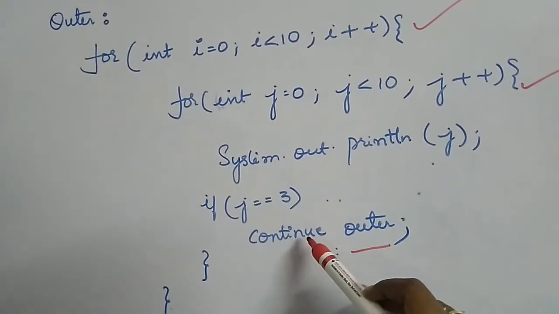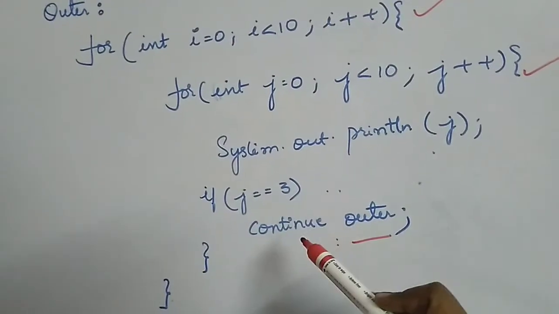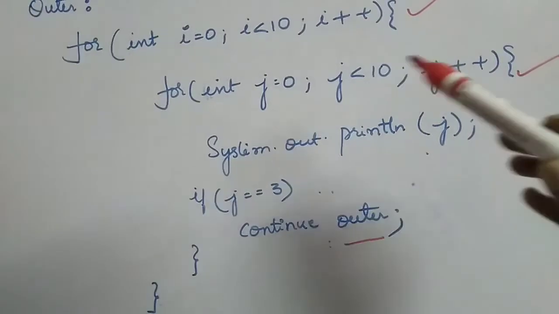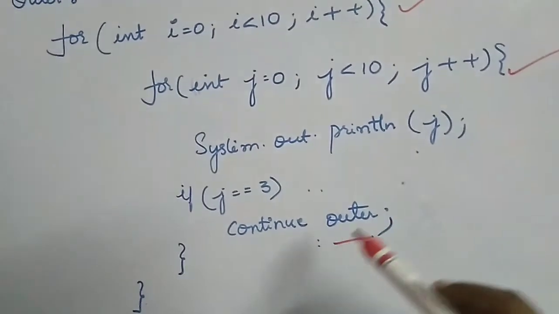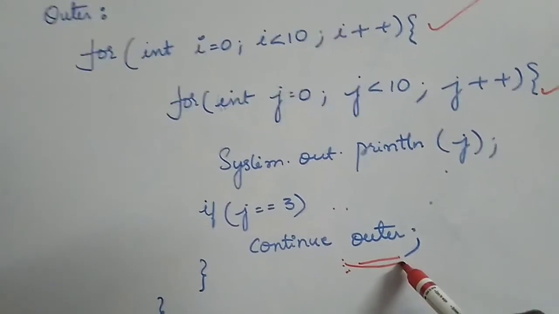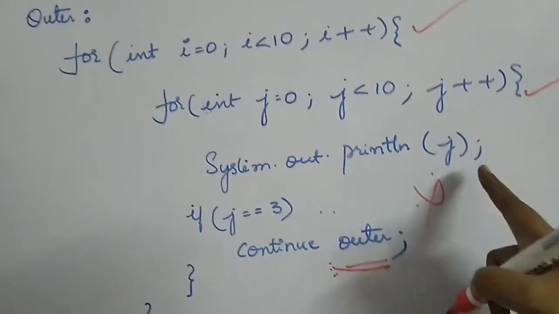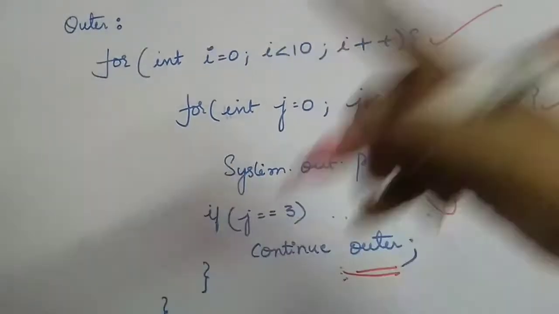And if we simply use continue without this outer label, the statements next to continue will be skipped and it goes to the next iteration of j, which is the inner loop iteration. But here, since we are saying continue outer, the inner loop will be completely terminated. So j will be terminated, and it goes to the next iteration of i.